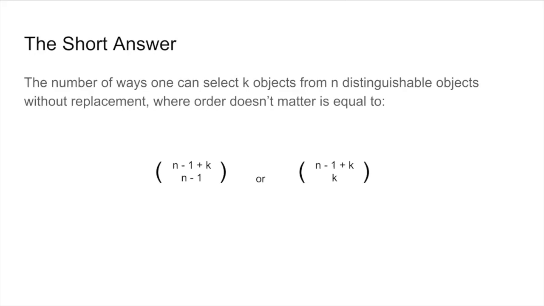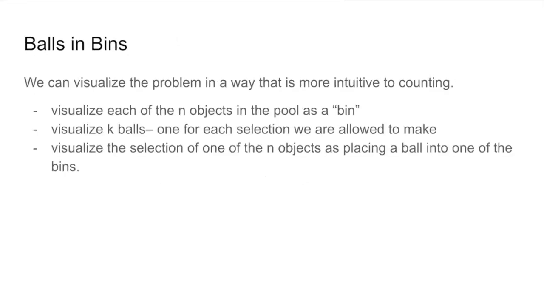To go into more depth as to how we achieve this answer, let's look at how we can visualize this problem in a different way that's more intuitive to counting. We can visualize each of the n objects in the pool as a bin, and we can visualize k balls, one for each selection we're allowed to make. So the selection of one of the objects is equivalent to placing a ball into a particular bin we have.